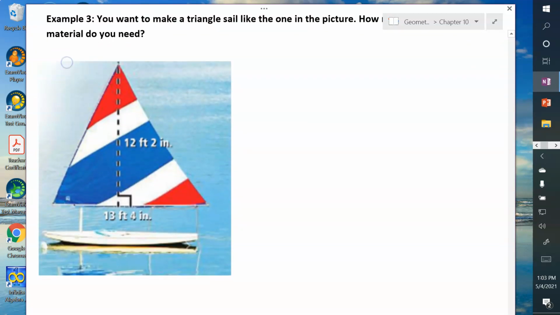So let's take a look at this example. We have a sailboat that has a triangular sail, and we want to make our own sail, and we need to figure out how much material we need. So first thing I notice is we have a right angle. So then my base is going to be 13 feet and 4 inches. So I'm going to have to convert that into one set of units.